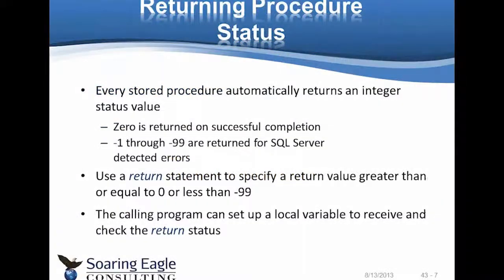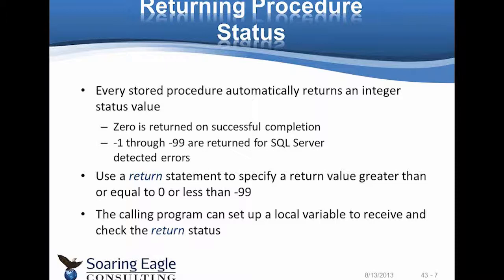Our next topic is returning stored procedure status. The stored procedures automatically return an integer status value. That value is 0 if the procedure does not have a separate value passed back to it, and if nothing untoward happened during the processing of the stored proc. -1 through -99 are returned for SQL errors detected by the DBMS. We'll talk about a few of those. It doesn't use them all, but it does return that many.